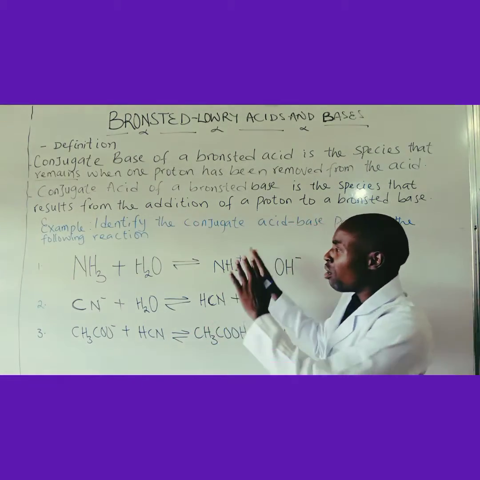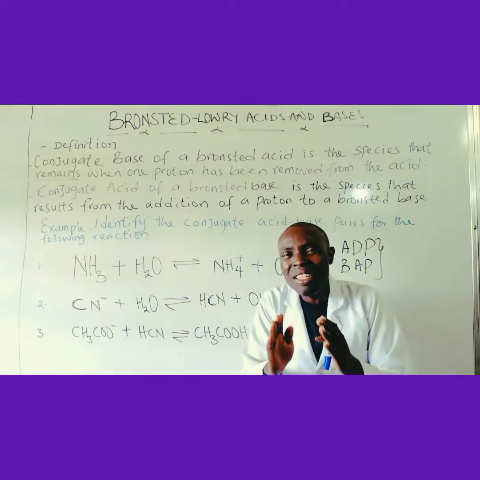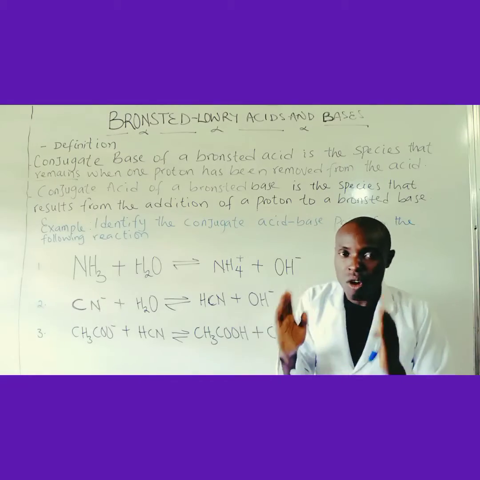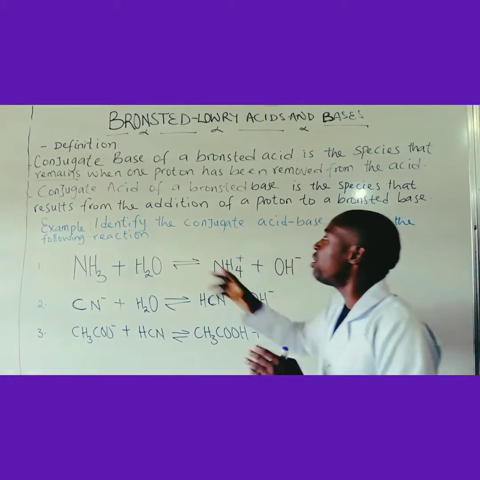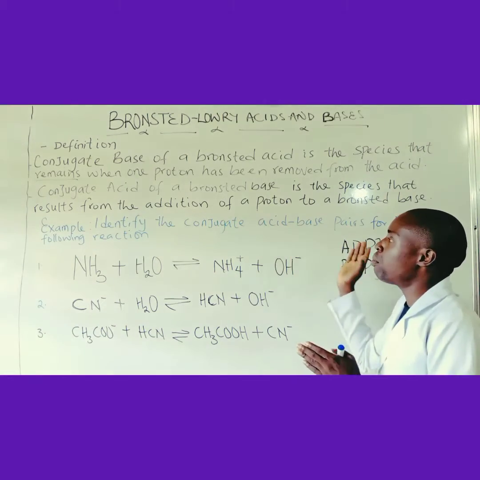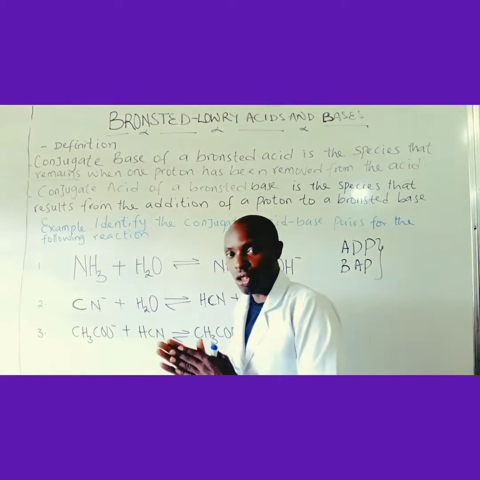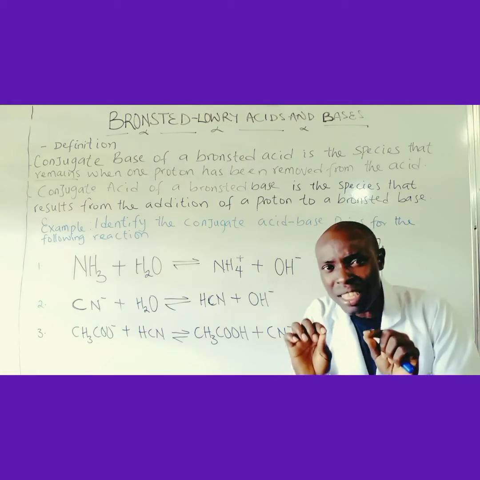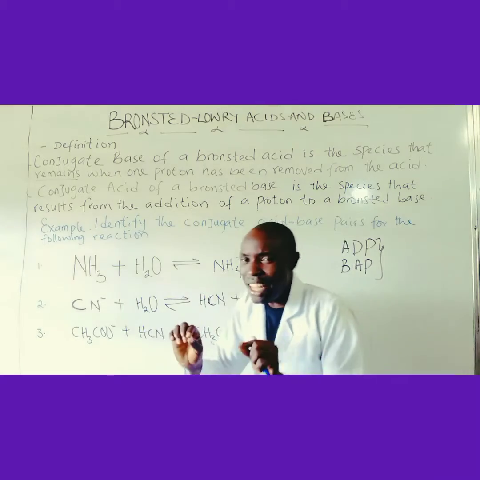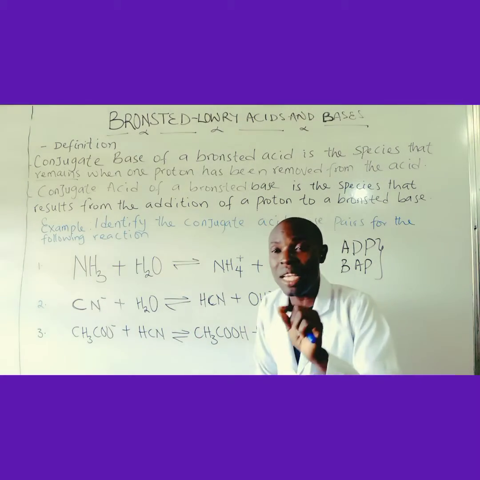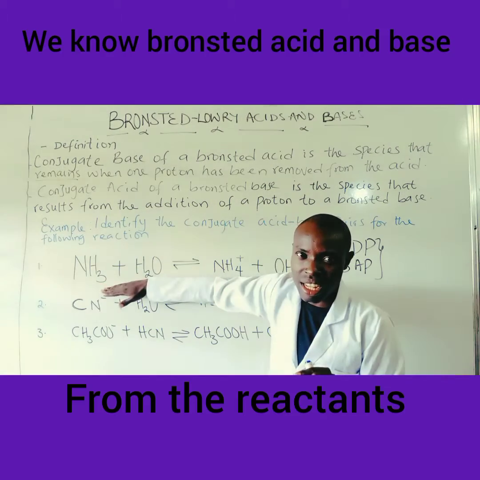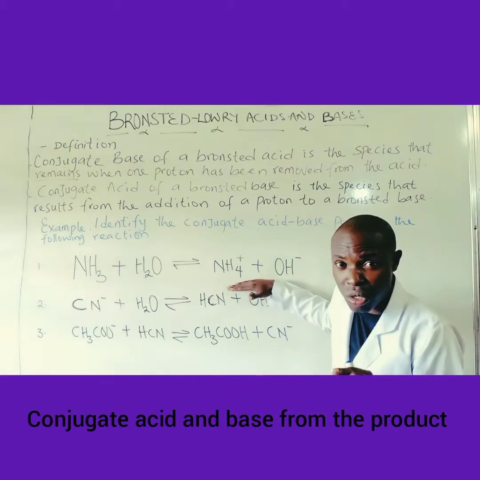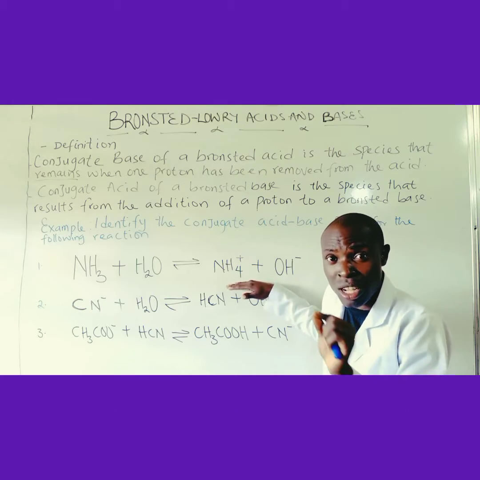Now, on the board there is a given example, which is an examination question. The question says, identify the conjugate acid-base pair for the following reactions, and these are the given equations. A fact to establish here is that we know our Bronsted acid and base from the reactants, and we know our conjugate acid and base from the products. If that is well understood, then we can continue.